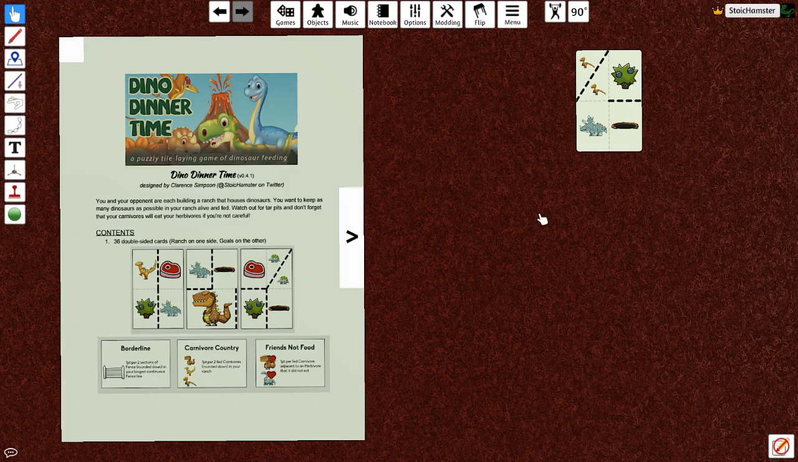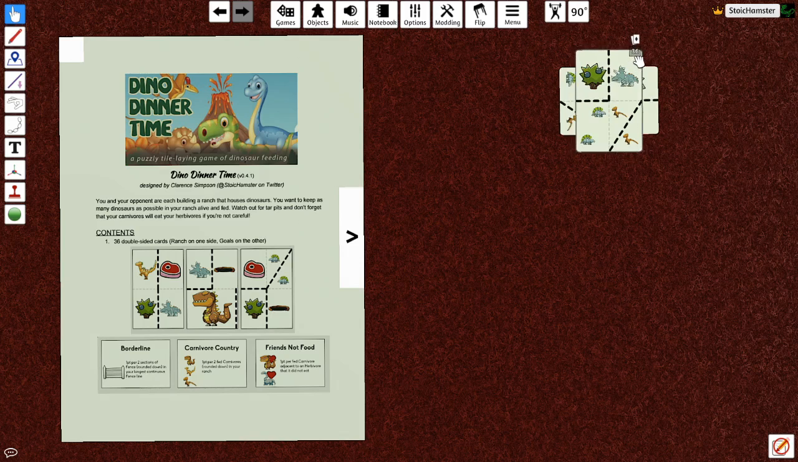Dino Dinner Time consists primarily of a single deck of double-sided cards. One side is the ranch side, and you'll tile these cards together to build your ranch and feed your dinosaurs. The other side is the goal side, which will earn you bonus points for having certain features in your ranch.